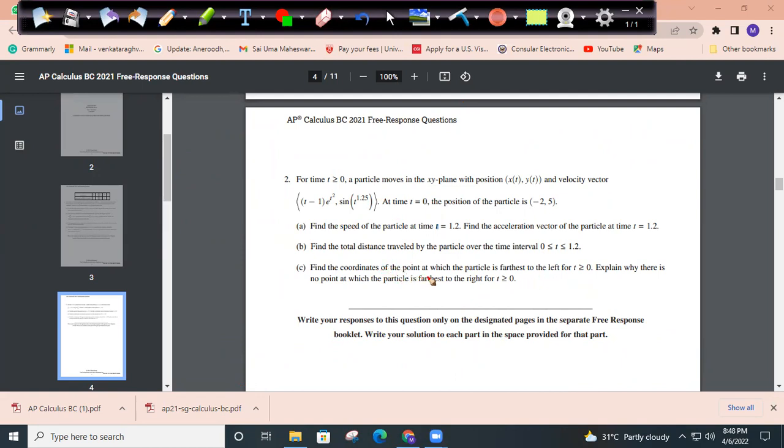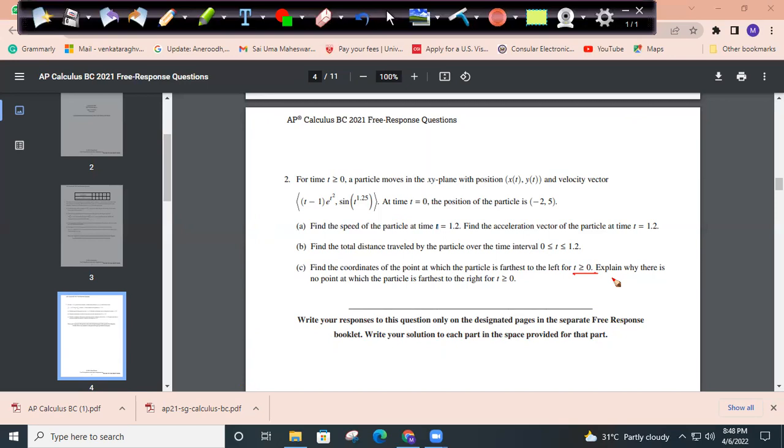Find the coordinates of the point at which the particle is farthest to the left for t greater than or equal to 0. Farthest means I need to find the maximum or the minimum value of this function. Then: explain why there is no point at which the particle is farthest to the right for t greater than or equal to 0. Okay, first let me do the first part of C, then I will come back to the second part. The second part is just an enhancement of the first part.